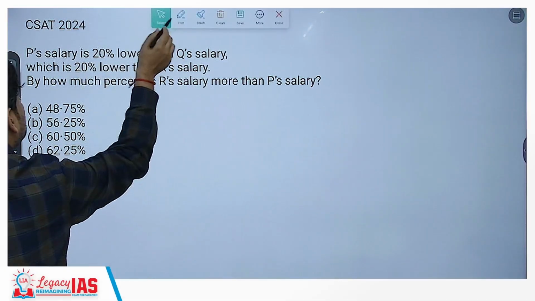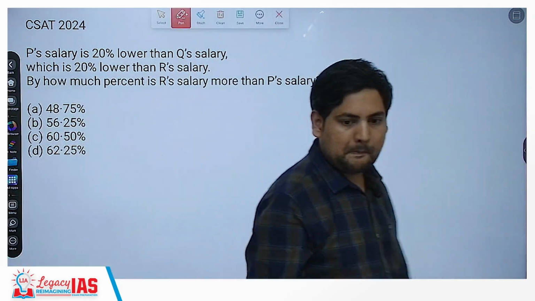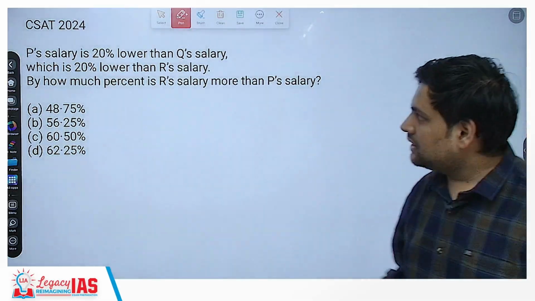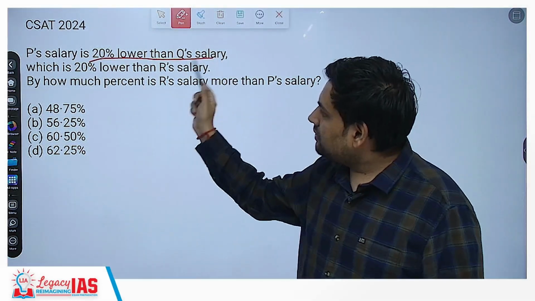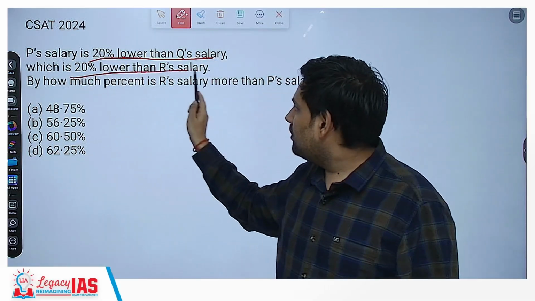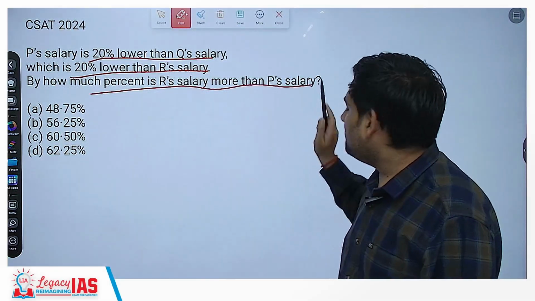This is the first question. You can pause and try. What it says is: P's salary is 20% more than Q's salary, which is 20% lower than R's salary. By how much percentage is R's salary more than P's salary?